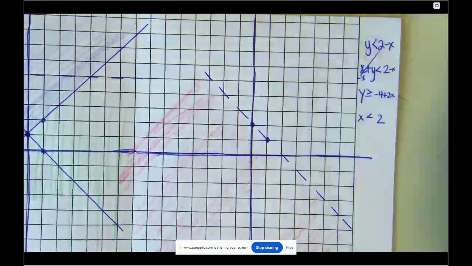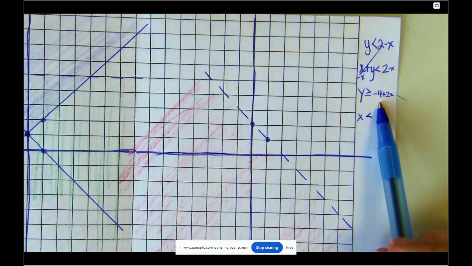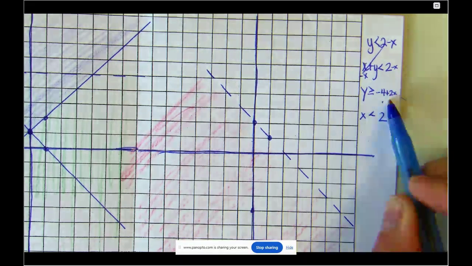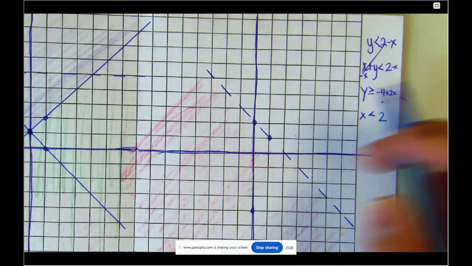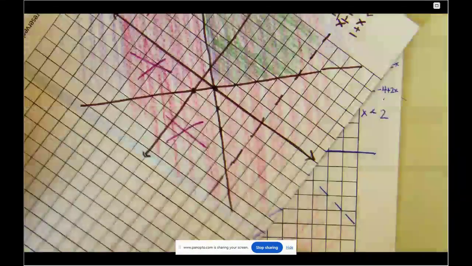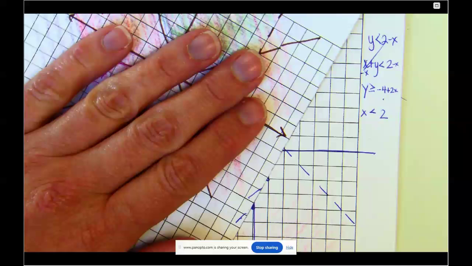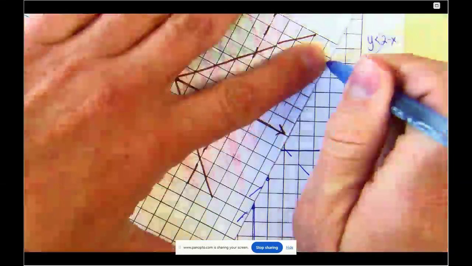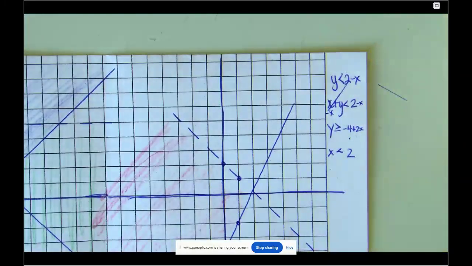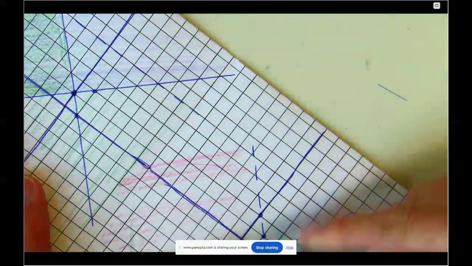Okay, that's done. This guy, what's his y-intercept? -4. Slope tells us to do what? 2 right, 1. Okay, solid line. And it's shaded above the line because it's greater than. So above the line would be over here.